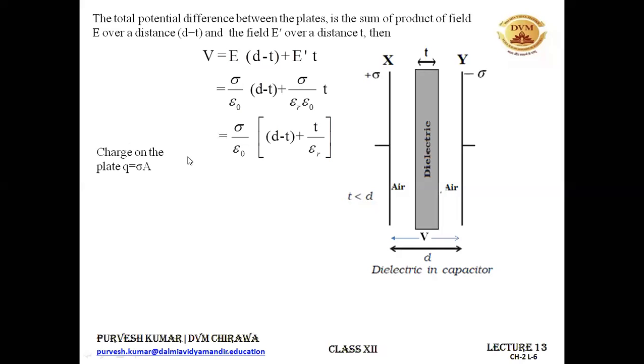Now we know that sigma is equal to q by A, because q is equal to sigma A. Surface charge density is charge per unit area. So in place of this sigma, I can write q by A, and my V becomes equal to q by A epsilon naught times d minus t plus t divided by epsilon r, where epsilon r is the relative permittivity of the dielectric slab that we have inserted.